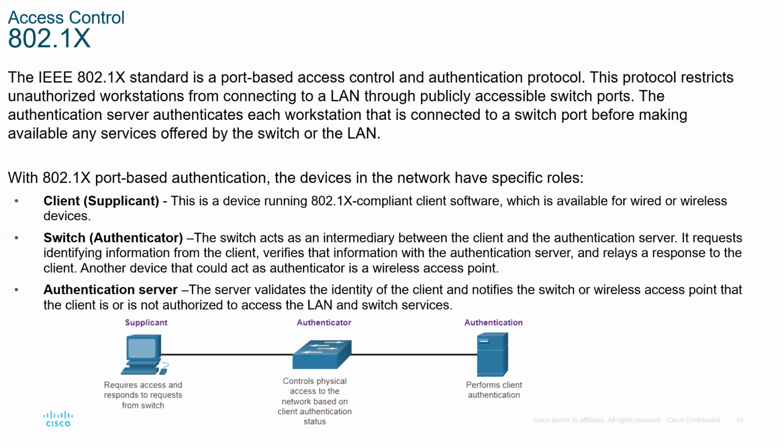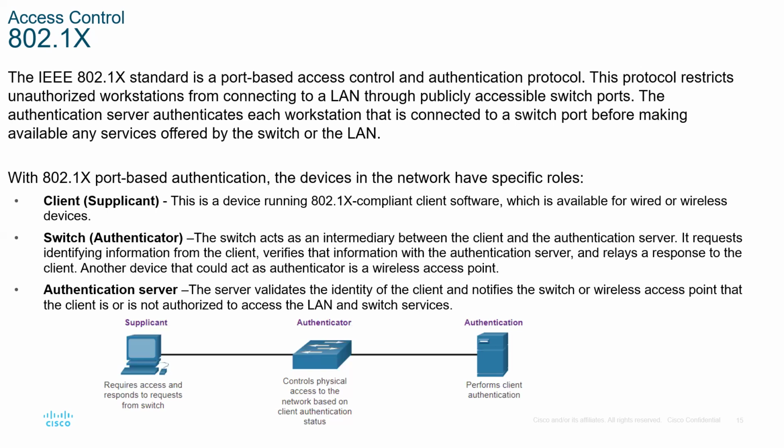802.1x is a standard for port-based access control. It restricts unauthorized workstations from connecting to a LAN through accessible switch ports. The server authenticates each workstation connected to a switch port before making available any services offered by the LAN. We have devices that have specific roles: the supplicant, the authenticator, and the authentication server.